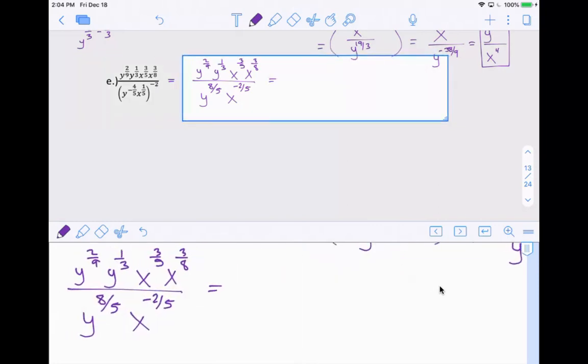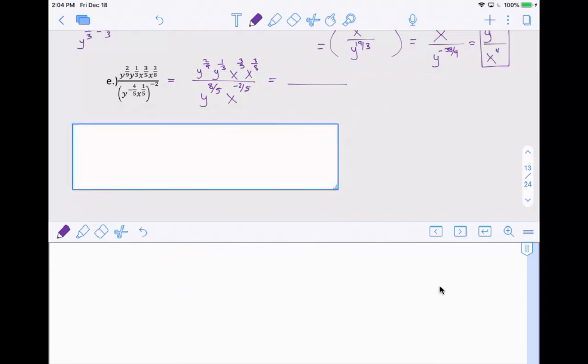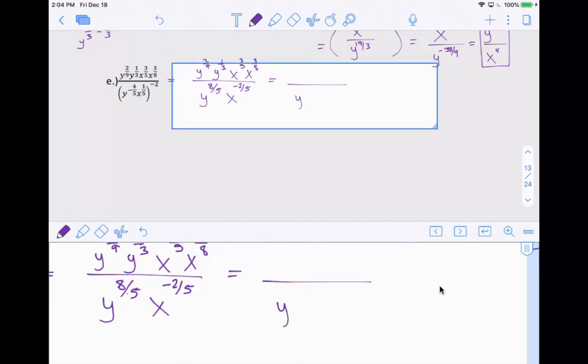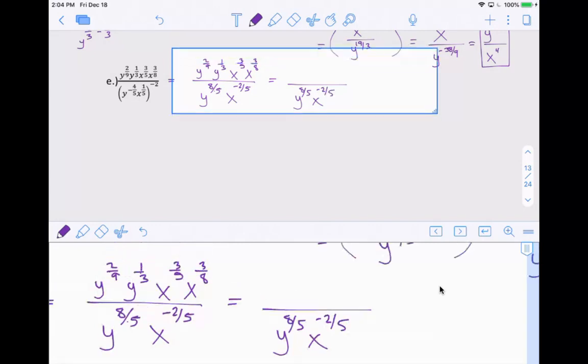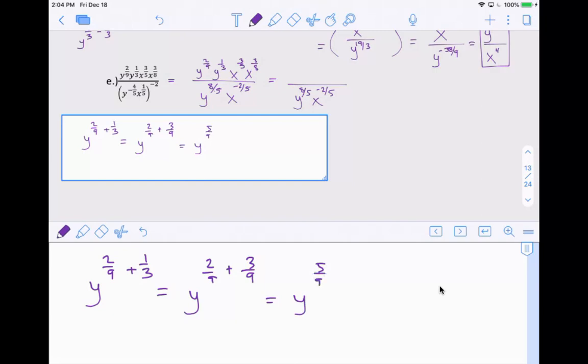Okay, I see a lot here. I'm going to go ahead and add the tops. If you're up to it, you could do all at the same time. You could do adding these two and subtracting that one all at the same time, but I think I'm going to go one step at a time. So let's leave that bottom one there and that one there. And so y to the 2/9 plus 1/3 would be the same thing as y to the 2/9 plus 3/9, which is y to the 5/9. Goes back up top.